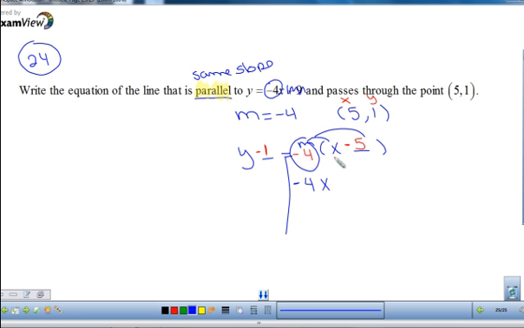So negative 4 times x is negative 4x. Negative 4 times negative 5 is positive 20. We're going to move the 1 to the other side, so it becomes positive 1. So y equals negative 4x plus 21.